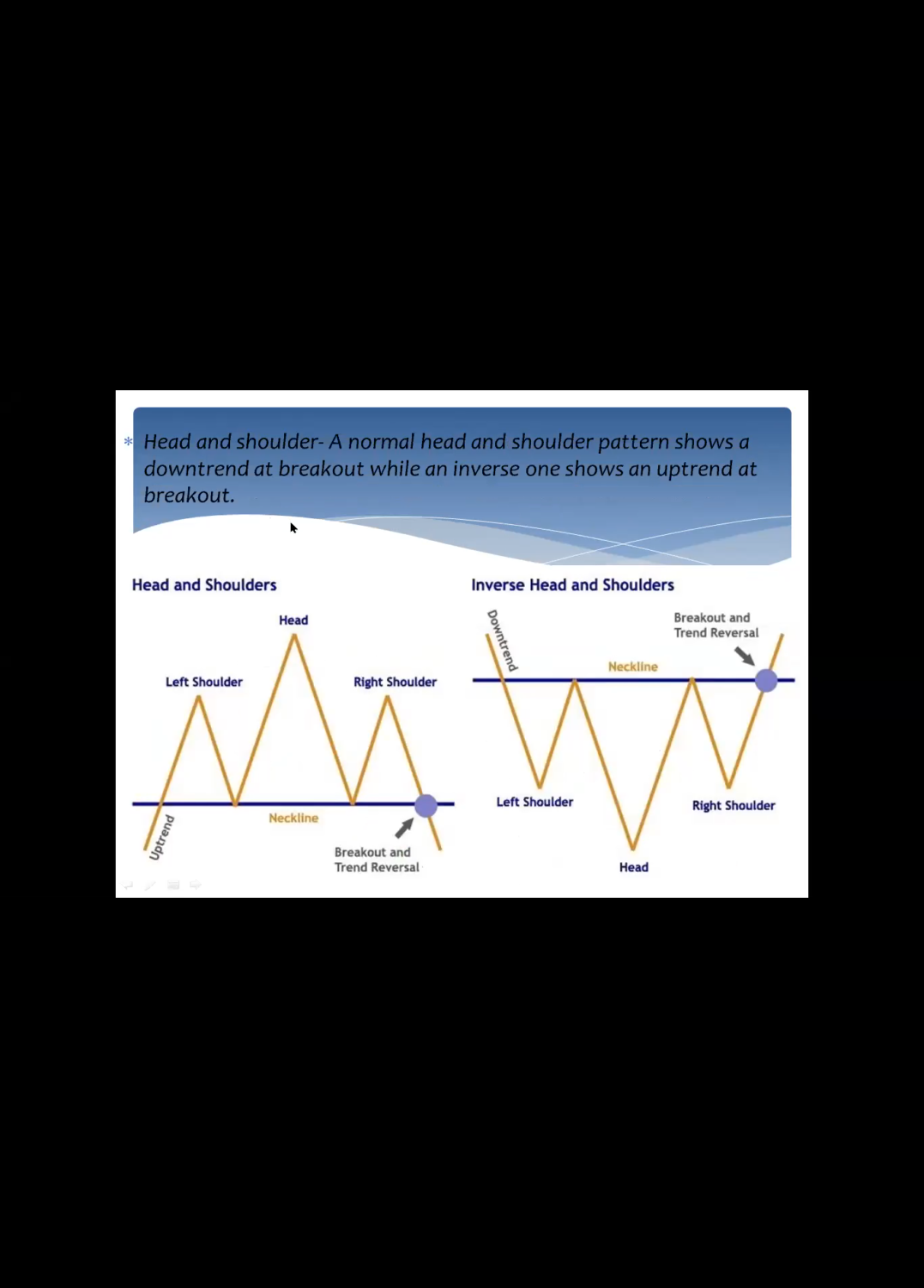Next up, we have head and shoulders, and a normal head and shoulders gives a downside breakout and trend reversal. You can see uptrend, sideways, breakout and trend reversal, and here downtrend, consolidation, and trend reversal on the upside. Left shoulder, right shoulder, head, left shoulder, right shoulder, head. And that's it. I don't have any drawing for cup and handle, neither do I have a drawing for flag.